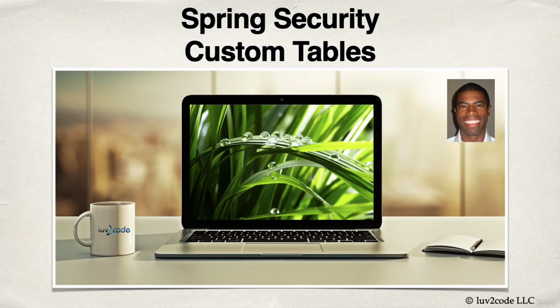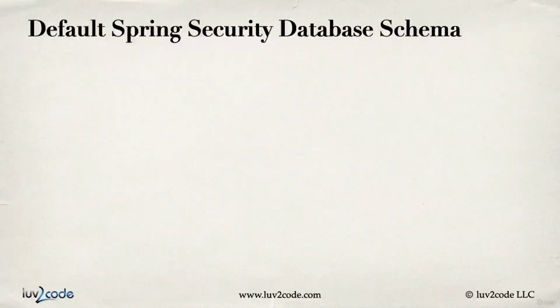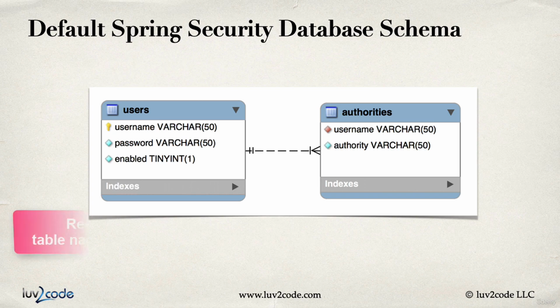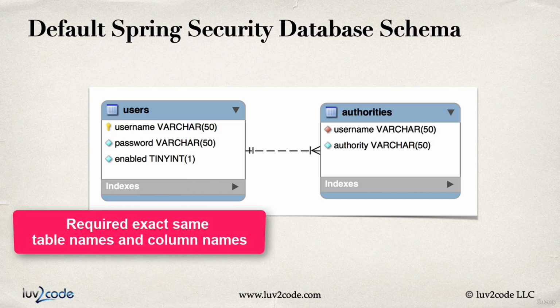In this video, we'll configure Spring Security to use custom tables. So far in the videos, we have used the default Spring Security database schema. And remember I said you had to use the exact same table names and the exact same column names. That works okay, but you may have thought internally that this is a bit restrictive.